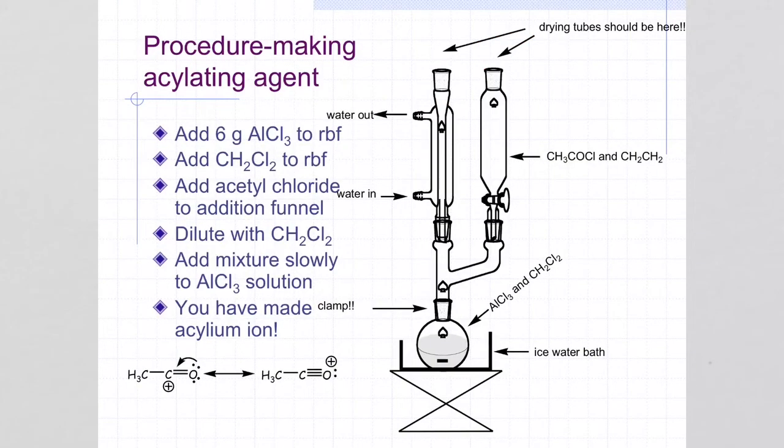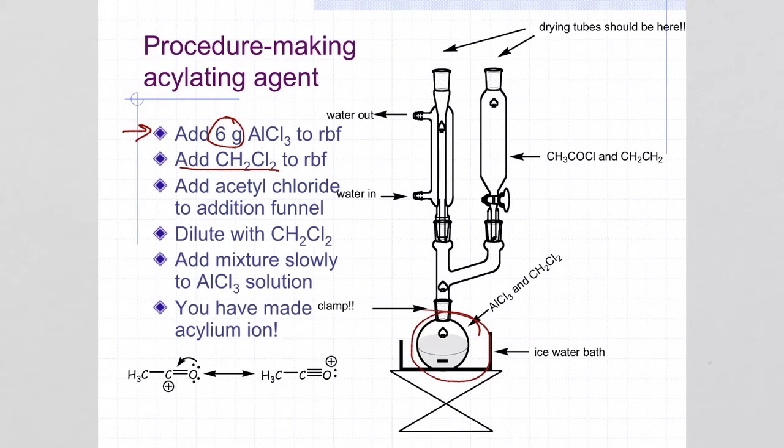So, what's the overall procedure we're going to go through? Well, here's your setup. The first thing you want to do is add 6 grams, and notice it doesn't say 6.0, it just says 6 grams, of the aluminum chloride to the round bottom flask. Then you're going to add the dichloromethane to the round bottom flask in order to dissolve it. It won't dissolve, actually. It'll just kind of be a suspension.